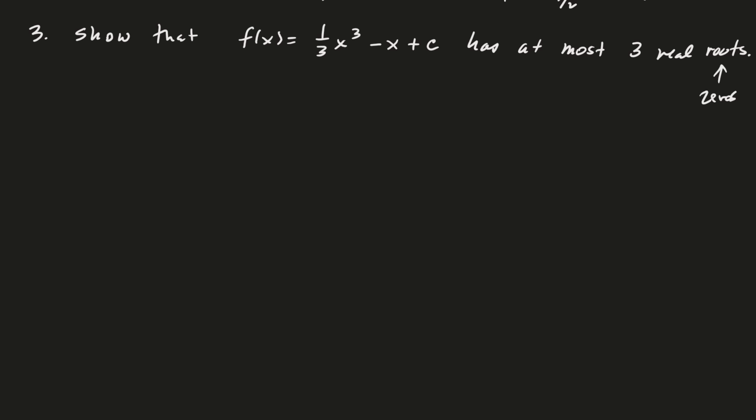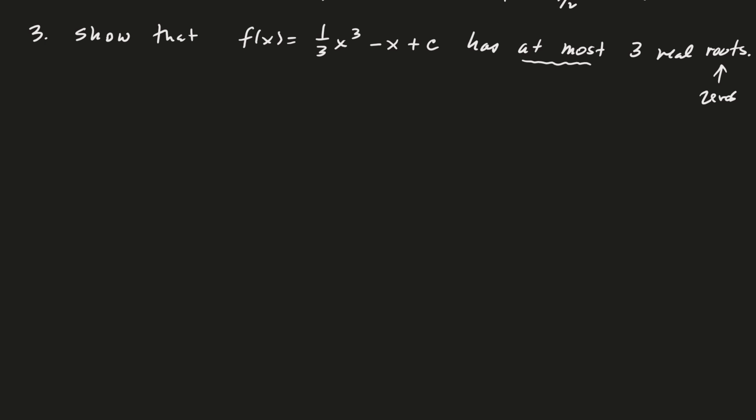That's where the function crosses the x-intercept, or x-axis. And at most would mean that you may have no real roots, or no real zeros. You might have 2 real zeros, or you might have no solution. Okay? So, why would this have at most 3 real roots?